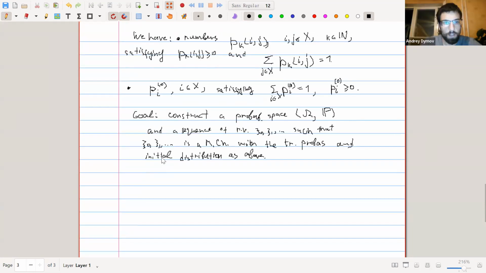So this is our goal. For simplicity, I will not construct the probability space for the Markov chain I have written. I will construct it only for a finite number of random variables. The construction for infinite numbers is slightly more involved, and I don't want to spend time on this because still it isn't very interesting.